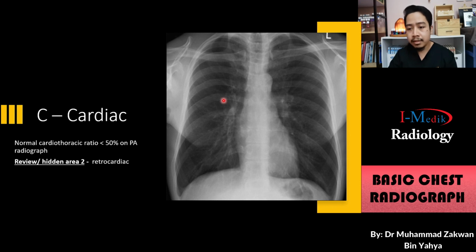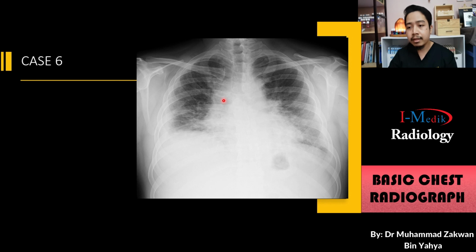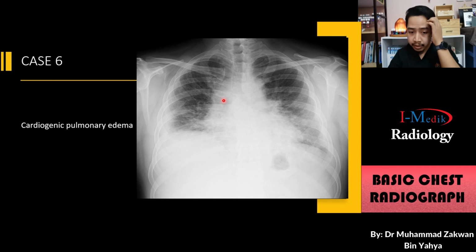This is case number 6, a frontal chest radiograph of a skeletally mature adult. We can see the heart size is enlarged. There are bilateral interstitial opacities with prominent vascular markings, upper lobe venous diversion, venous congestion, and right effusion. This is a case of cardiogenic pulmonary edema. We look at the heart and the lung changes, which most likely represent cardiogenic pulmonary edema.